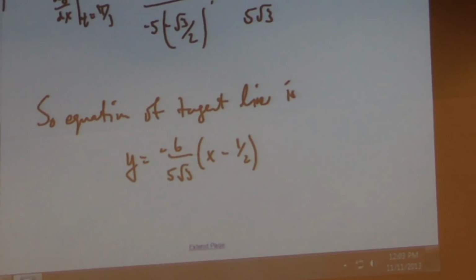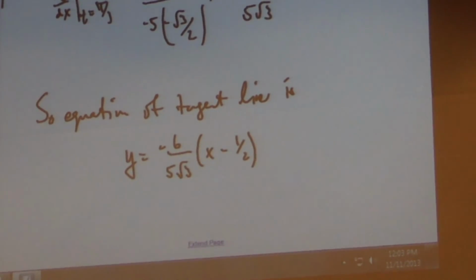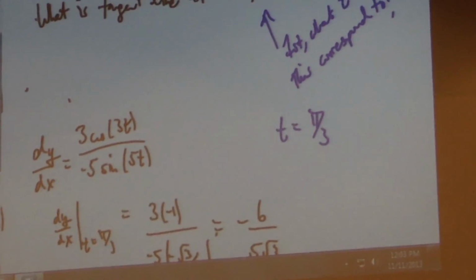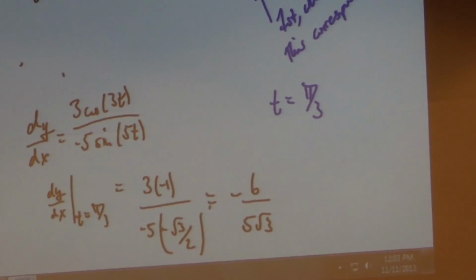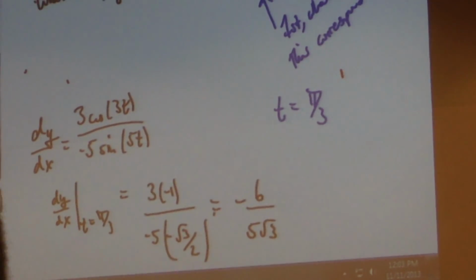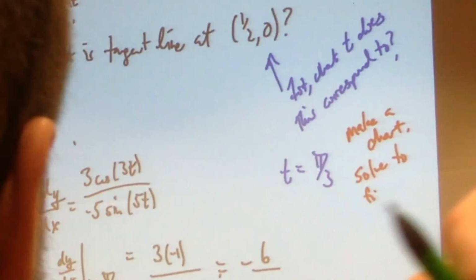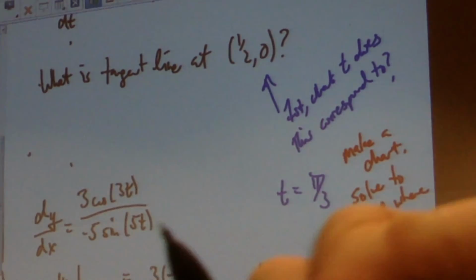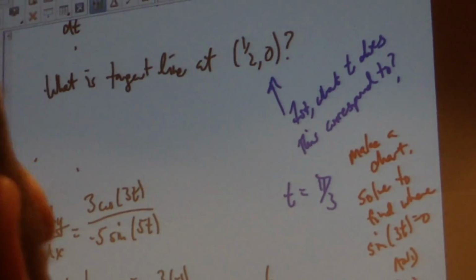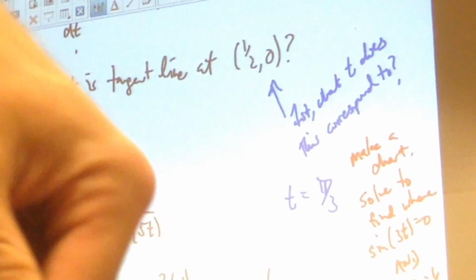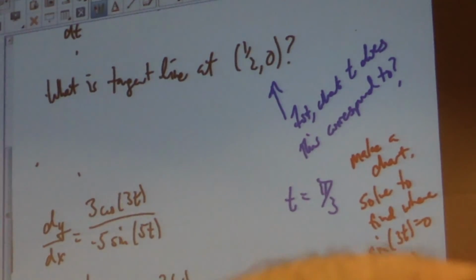How do you get pi over 3 again? You could solve with the chart and find where sine of 3t equals 0 and cosine of 5t equals 1/2. So you solve each one of these individually and compare the solutions.